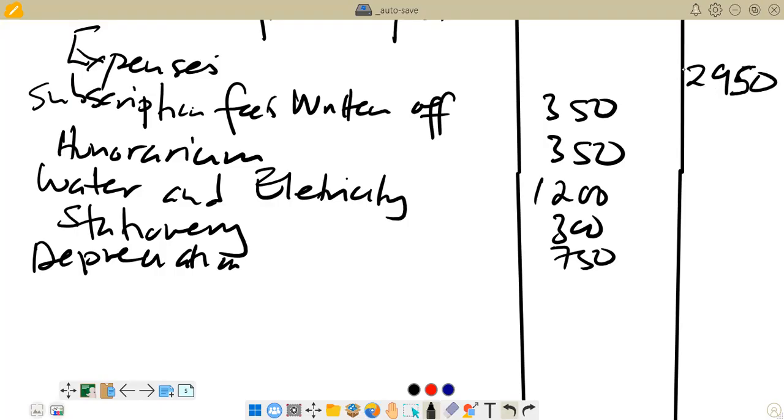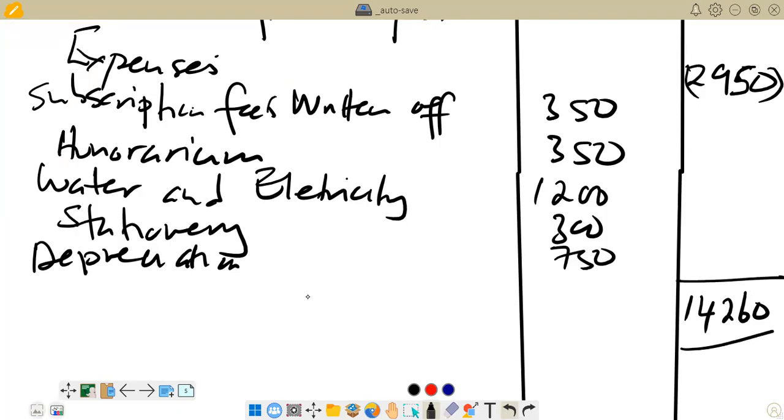And then we are subtracting expenses from the figure that we got for our income. So we are saying income minus expenses. Remember, for income we got 17,210. Then we subtract 2,950 there. Then we get our figure here. We put our answer here, which is 14,260. So this is what we have. And this figure is a positive figure.